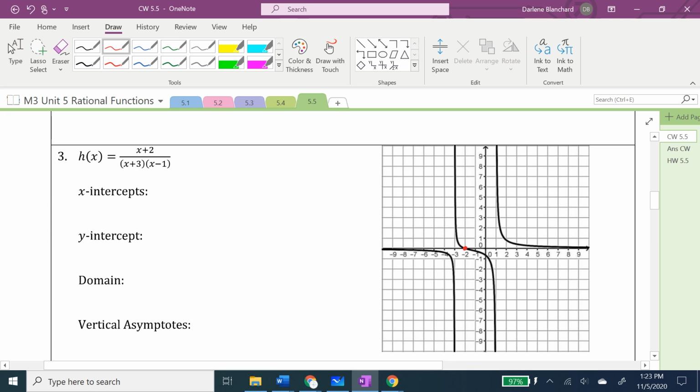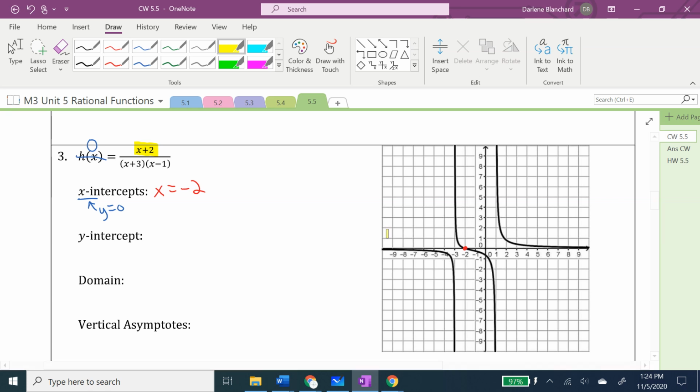Now, if you look at the equation, your x-intercepts are what make the numerator equal to 0. Because if you're going to find x values when y is 0, you're solving this equation. And a fraction will only equal 0 when its numerator is equal to 0. And I can see that it is the only x-intercept.